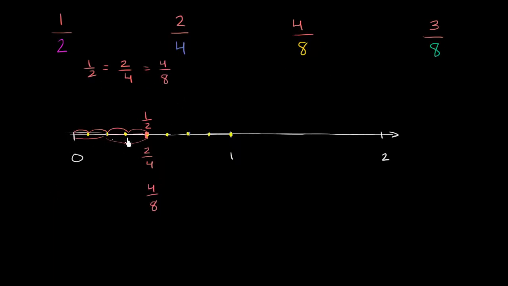Now what about 3/8? Well, we've already split our number line into 8 equal sections. Let's go 3 of them. 1, 2, 3. So 3/8 is right over here. 3/8 is less than 1/2. It's less than 2/4. It's less than 4/8. It is a smaller number. Let's see if that also makes sense when we try to visually depict or draw these fractions.